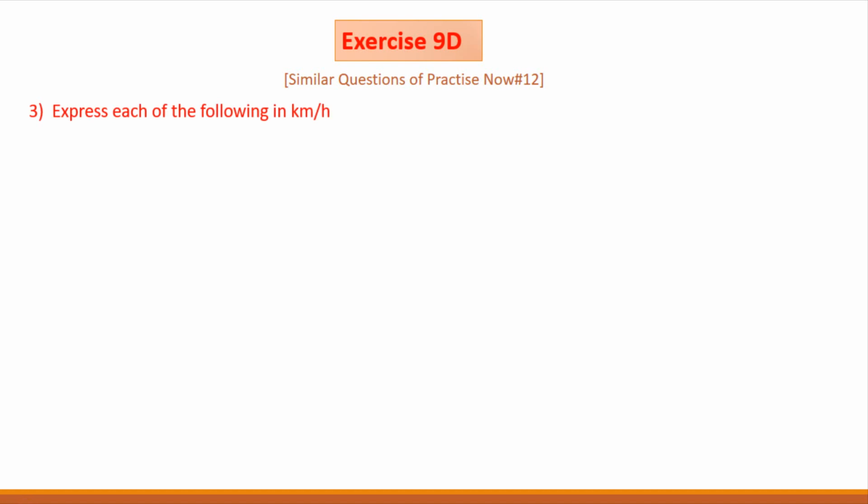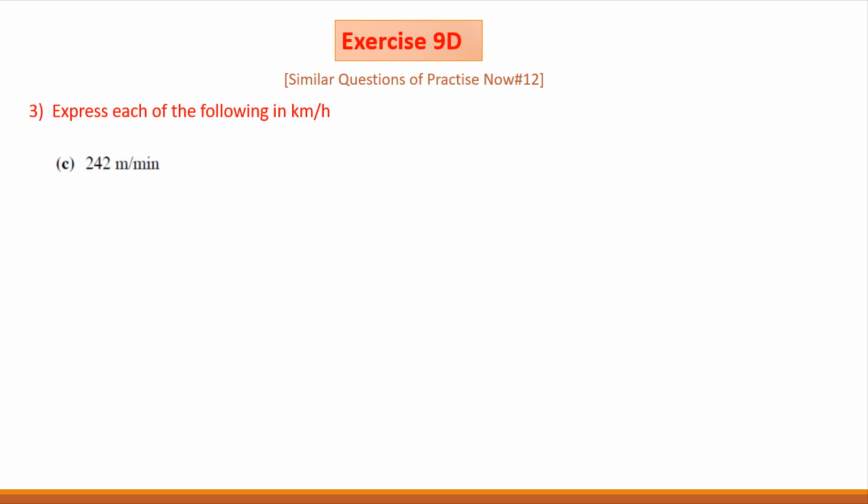Dear students, today we are going to solve the next parts of question number 3. In the previous video we have done part A and B, and now we are going to solve C and D. The statement of question number 3, as you can see, is express each of the following in kilometer per hour. So in part C, the given value is 242 meter per minute.